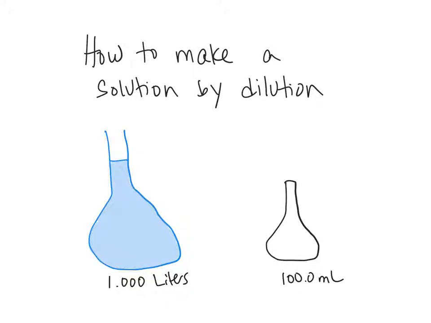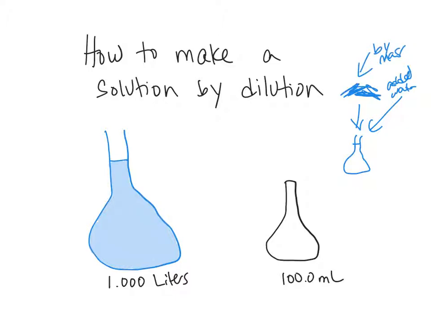Okay, so in the last video, we talked about making a solution by massing out a certain amount of a solid. So you had some solid stuff and you weighed it, and then you put that into a flask, and then the second step was you added water. That is making a solution by mass.